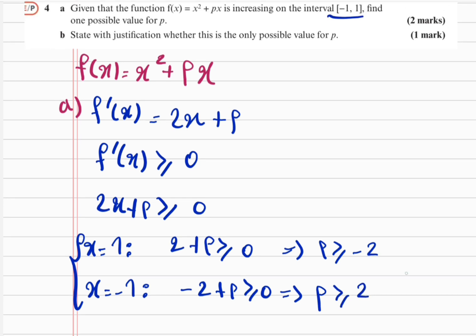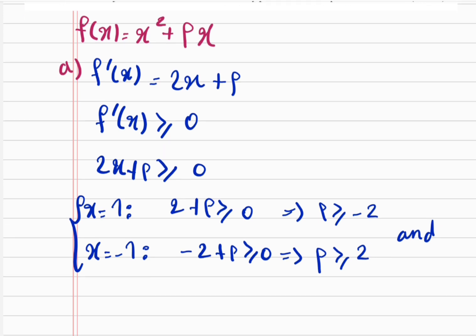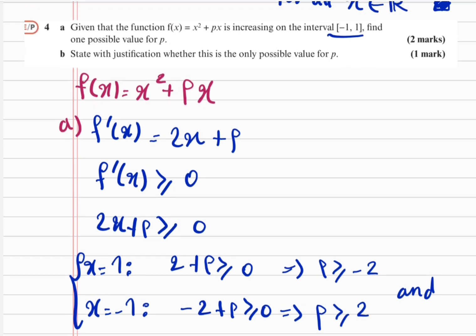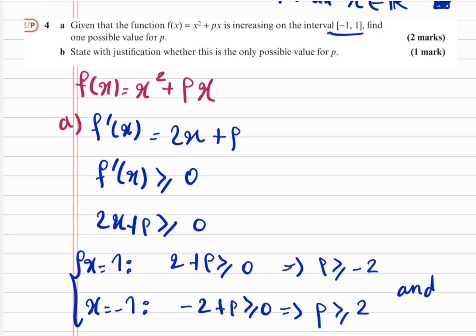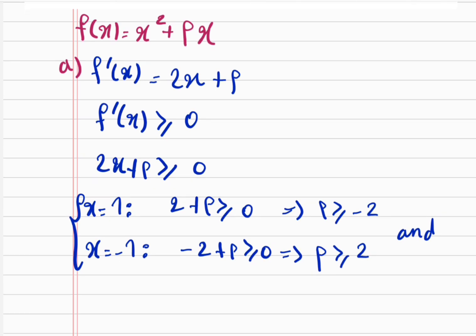So we have two inequalities, and basically these two should be satisfied for the function, in order for us to find the value of p such that the function is increasing. So the question was, find one possible value for p.